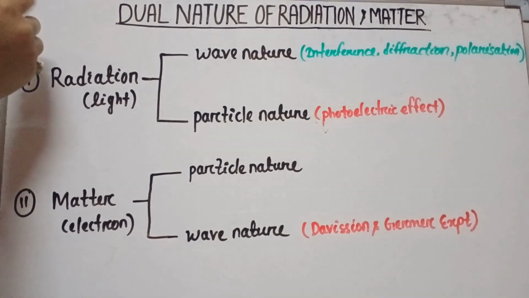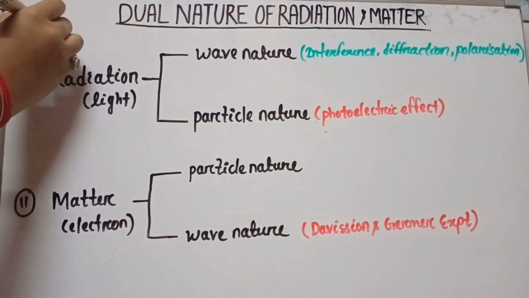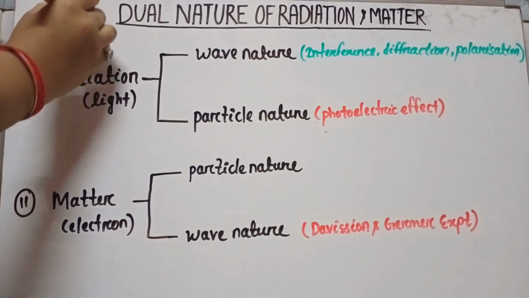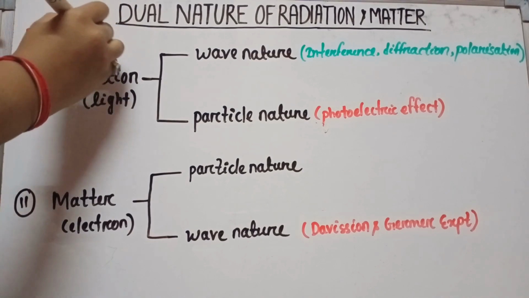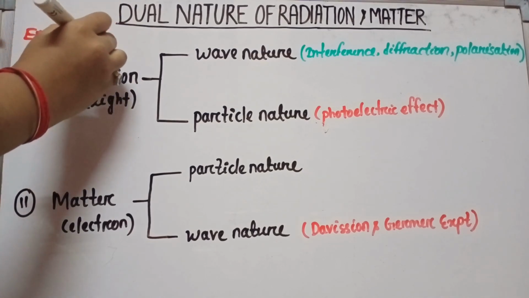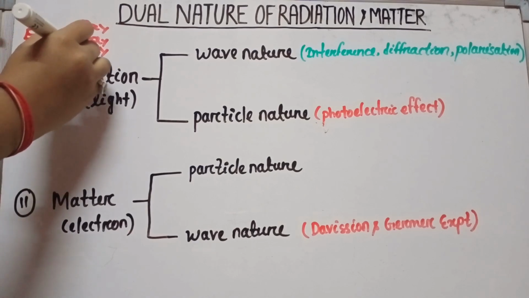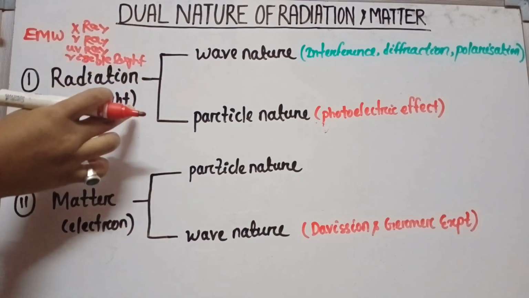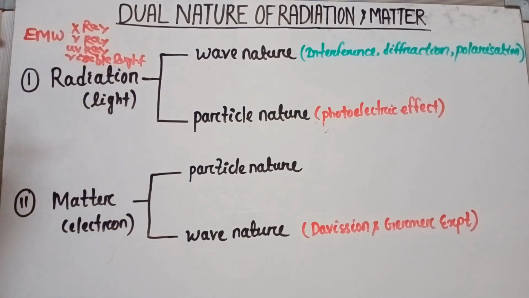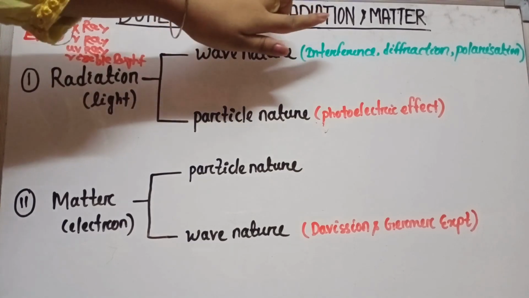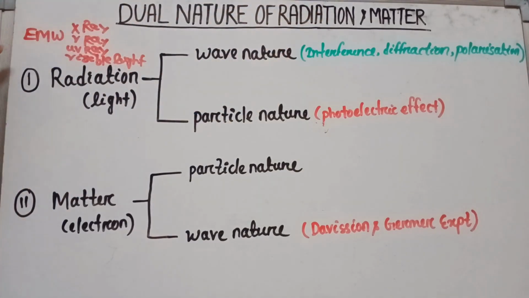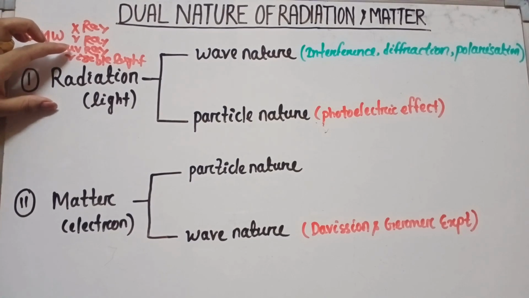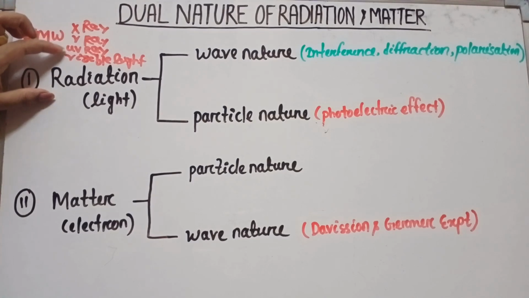electromagnetic waves. Here we consider X-rays, gamma rays, UV rays, infrared rays, microwaves and visible light. Take one example, visible light. On the basis of the phenomena of interference, diffraction and polarization, we conclude that visible light, or that radiation, has wave nature.